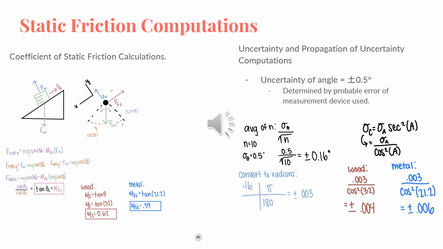We then used the propagated uncertainty equation in its derivative form to calculate a more accurate uncertainty for both the wood and metal block static coefficients, with the wood having a propagated uncertainty of 0.004 and the metal one having one of 0.006.